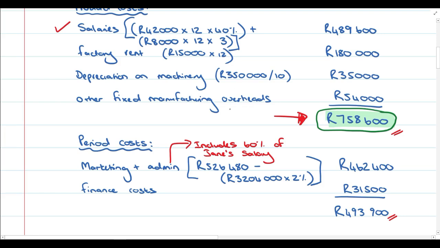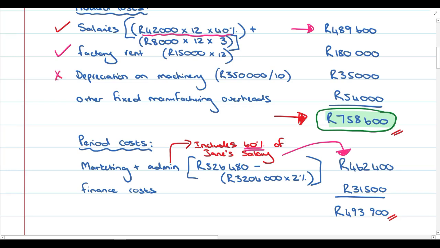It's important to note, guys, though, in all of these fixed costs over here, Jane's salary has been included. So you can see 40% of Jane's salary has been included in salaries over here, and 60% of Jane's salary has been included in marketing and admin costs just below. So this does already include Jane's salary. I'll come back to that right at the end. Factory rent, that's obviously also a cash flow. The company actually needs to pay it.